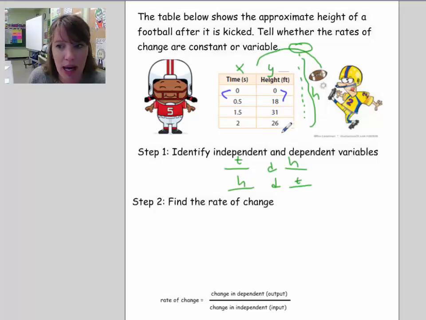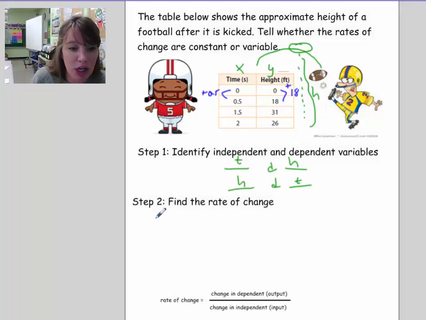We're not doing x over y. We're looking at the change of y over the change of x. So here, this increased by 18, so I'm going to write positive 18. From 0 to 18, that's an increase of 18. From 0 to 0.5, that's an increase of 0.5.